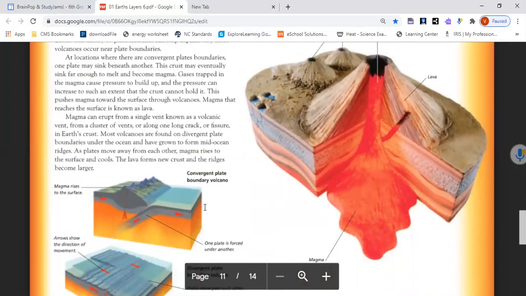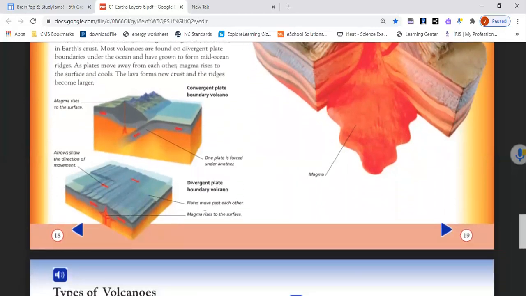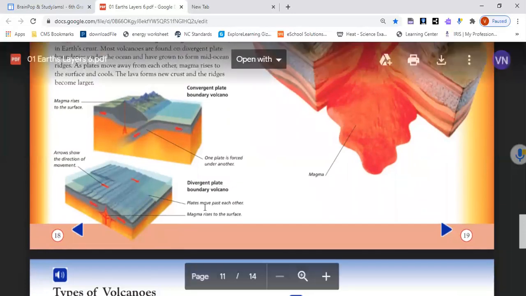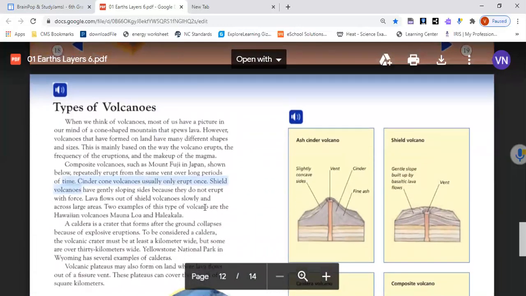Convergent plate boundaries and volcanoes. Magma rises to the surface. See here, the magma is rising to the surface. The red line arrows show the direction of movement. If you look at this picture here, magma is rising. Then plates move past each other. Here, see the plates are moving past each other. They're divergent plate boundaries.